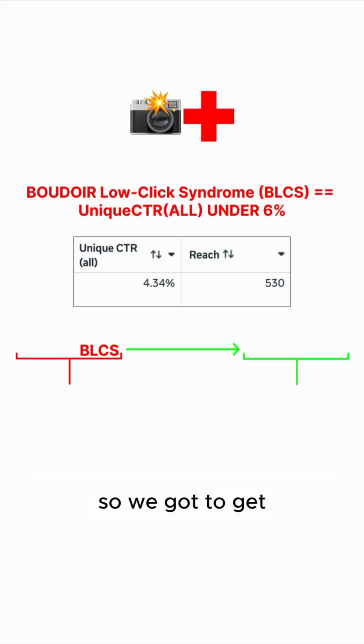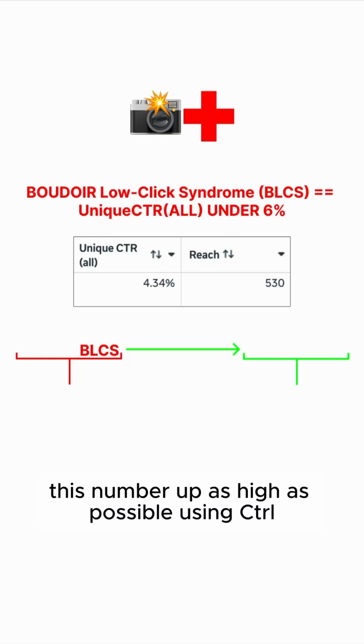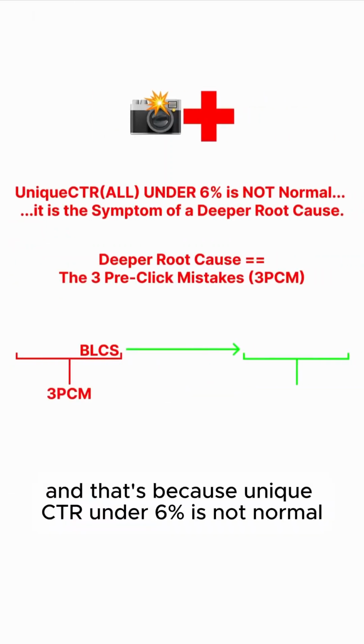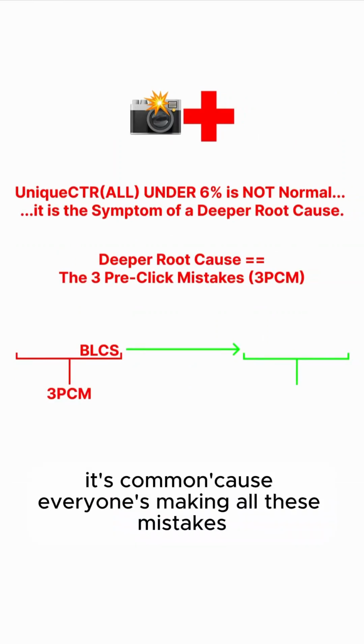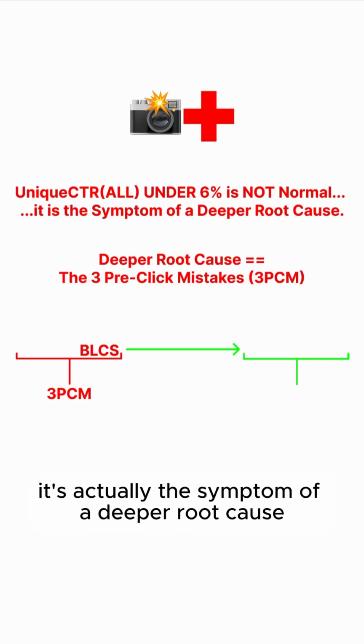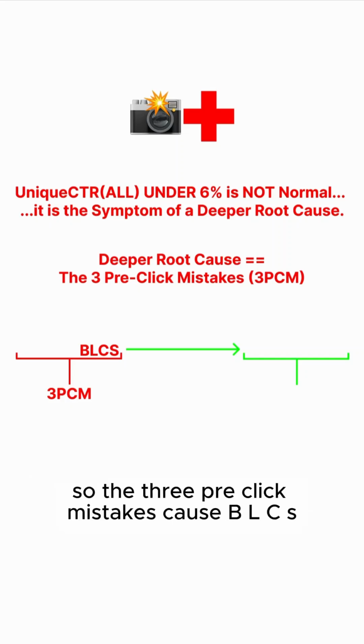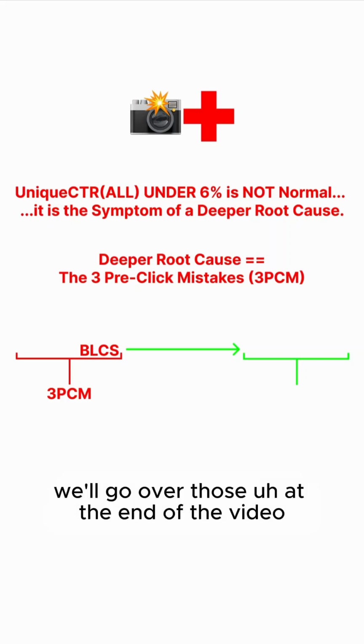So we got to get this number up as high as possible, unique CTR all, and it should never, ever be lower than 6%. And that's because unique CTR all under 6% is not normal. It's common because everyone's making all these mistakes, but it's not normal. Is this actually the symptom of a deeper root cause? And that deeper root cause are the 3 pre-click mistakes. So the 3 pre-click mistakes cause BLCS. We'll go over those at the end of the video.